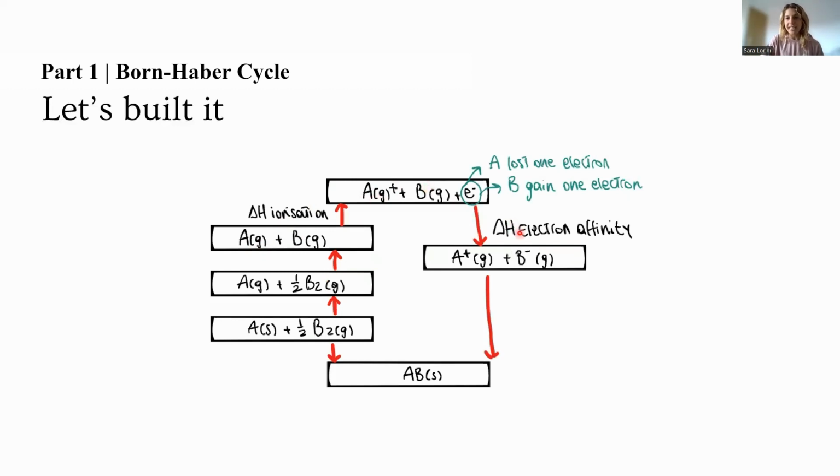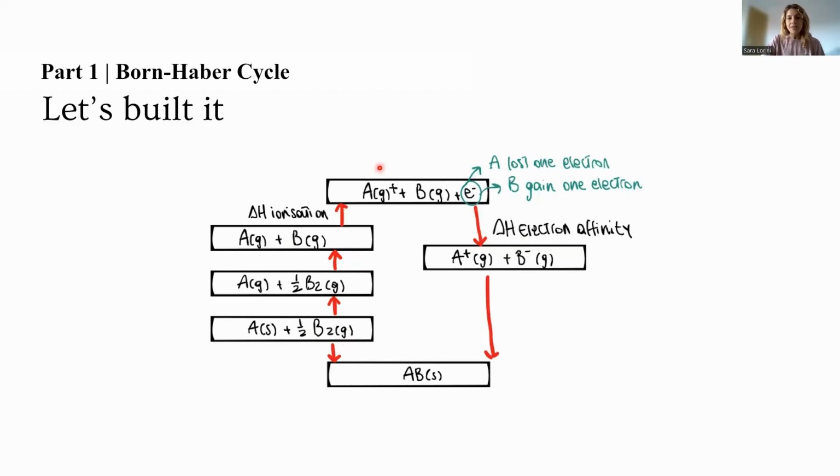The opposite of it is electron affinity, which is the enthalpy change to gain 1 mole of electron. In fact, notice how this electron is lost from A, and in the second step, it's gained by B. So the electrons have to be included in each step. Notice also the electron affinity is exothermic.